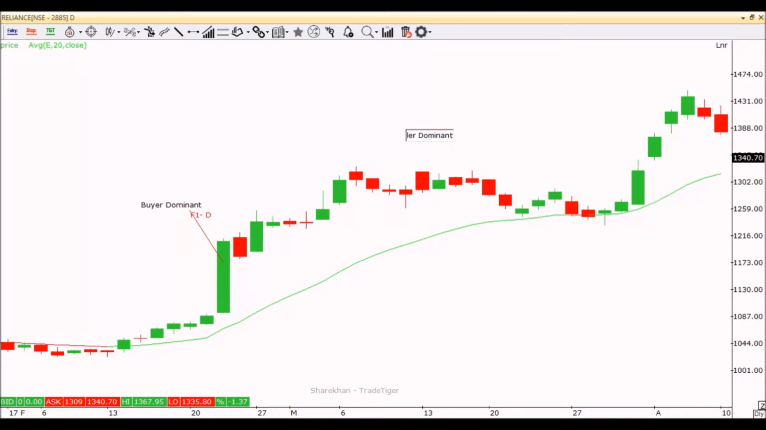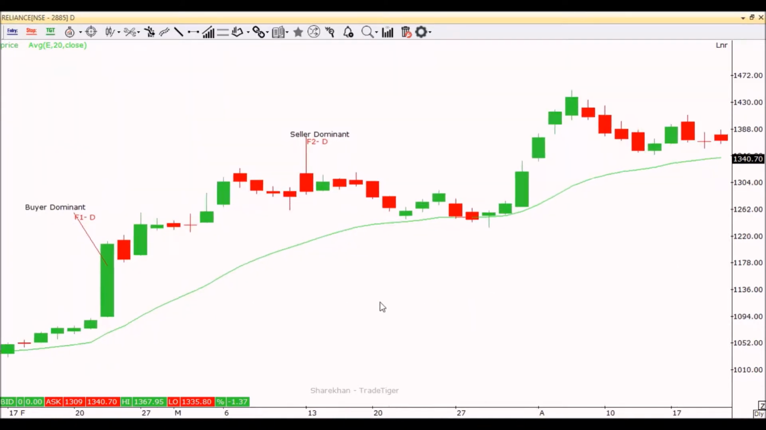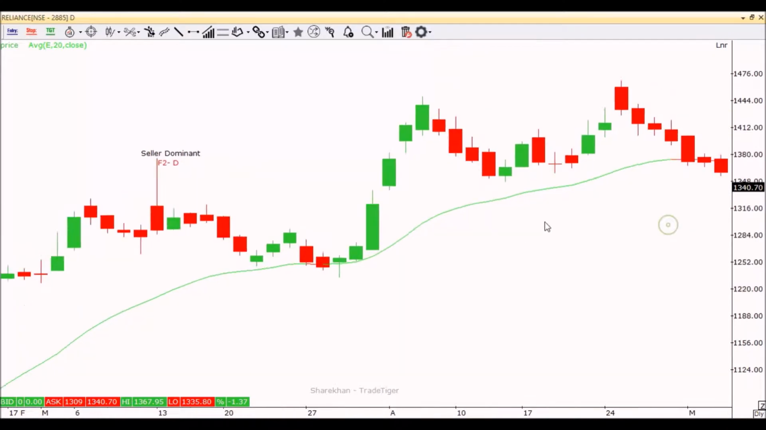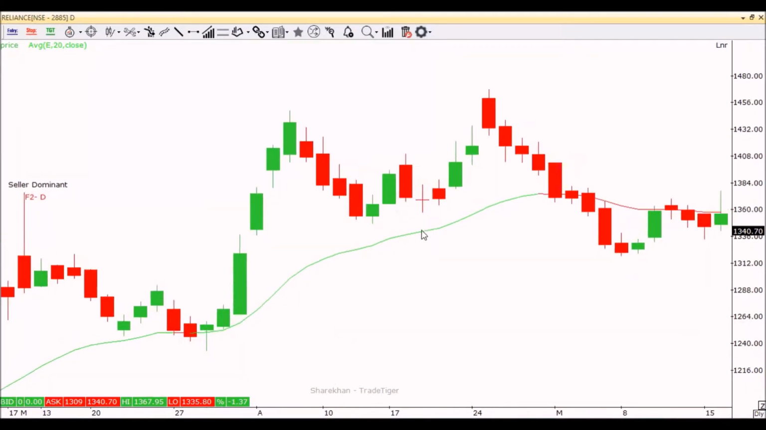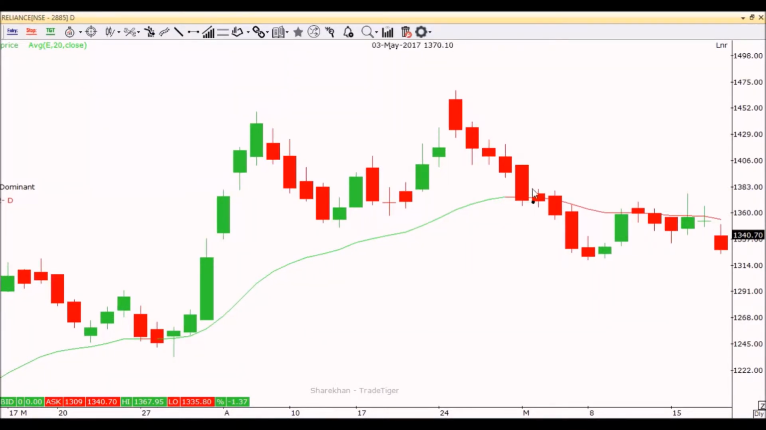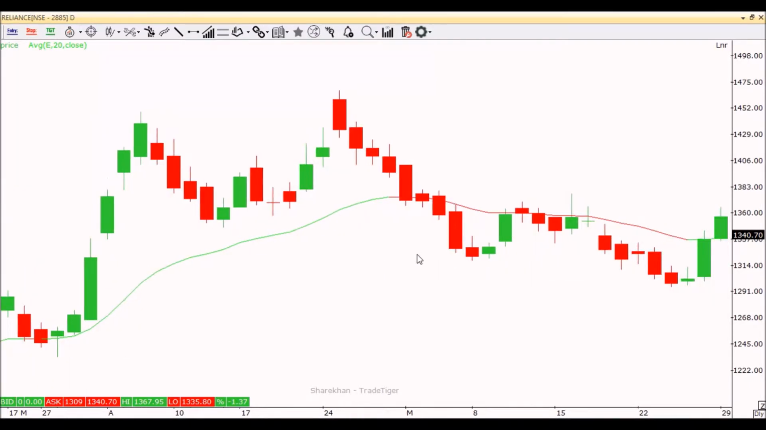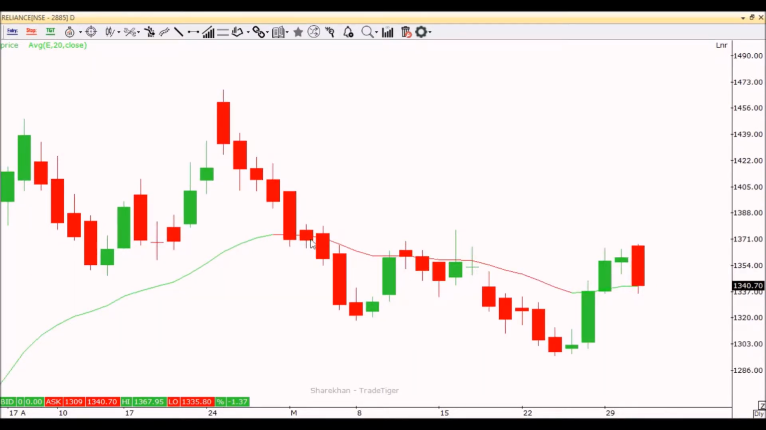The buyer dominant candle is the candle which does not have an upper or lower wick. In my upcoming video, I will discuss what the entry point, stop loss, and target should be, what trend lines are, what channels are, what lagging indicators and leading indicators are, and their nature.